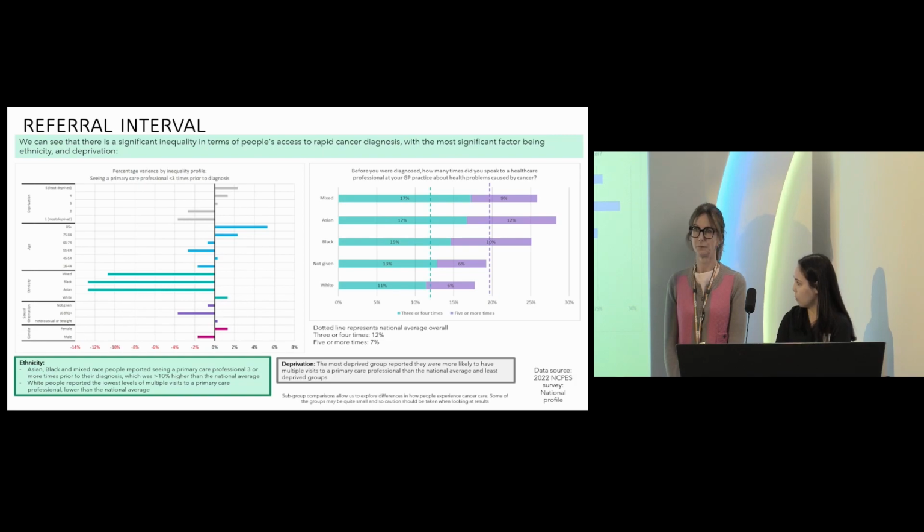Also, there's a more detailed breakdown of the ethnicity on the graph on the right. So the teal colour shows seeing a healthcare professional 3 or 4 times, and then the purple bar is if they saw a primary care professional 5 or more times. And we can see that Asian patients, so the second from the top, reported the highest proportions of going to a healthcare professional 5 or more times. That was 12%, and that was double what we saw in white patients at 6%.